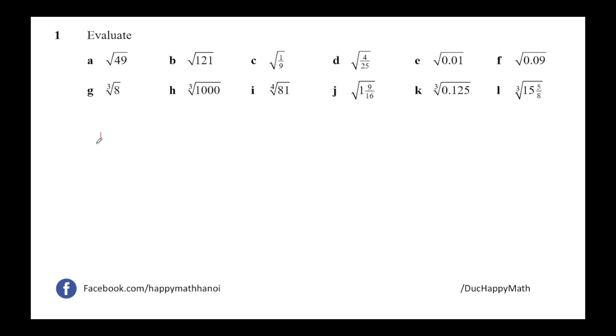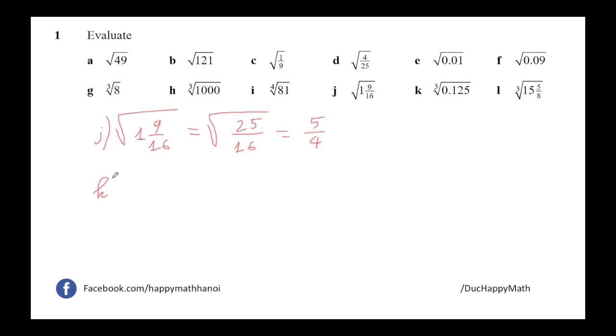How about J? For J, you got the mixed number. So we have to change the mixed number into a fraction. It means 16 times 1 plus 9 is 25 over 16. So the square root of 25 over 16 means you have to find the number whose square is equal to 25 over 16. This means 5 over 4.